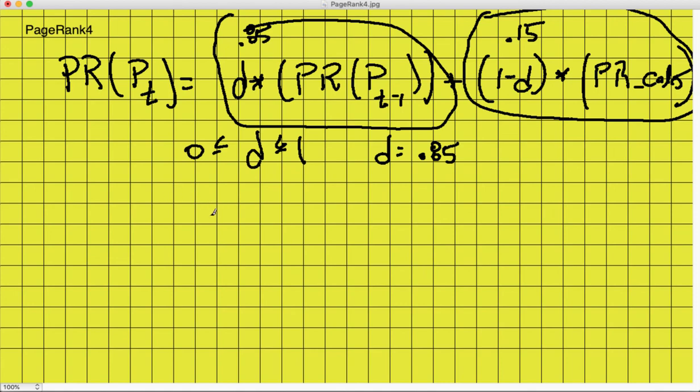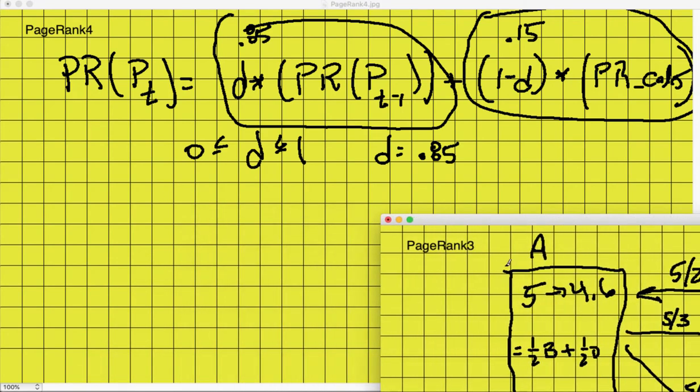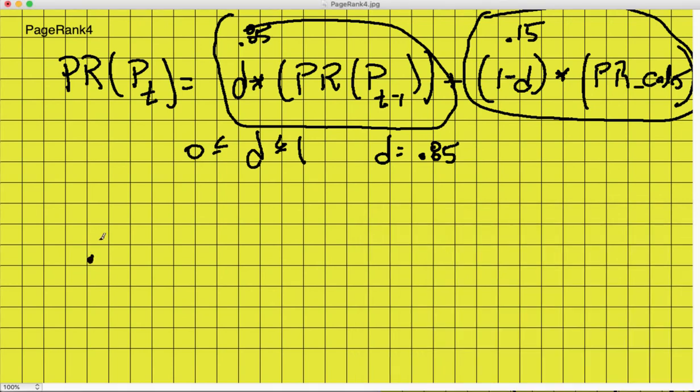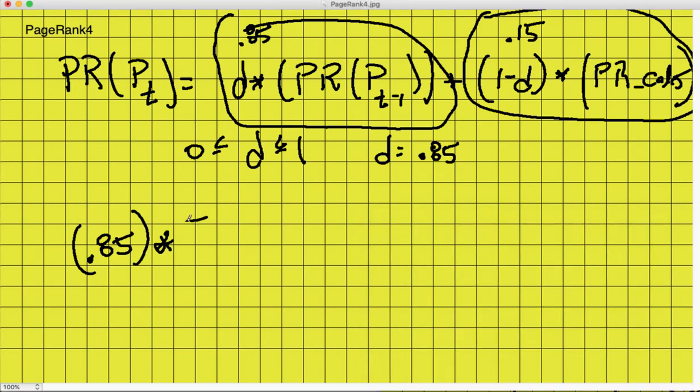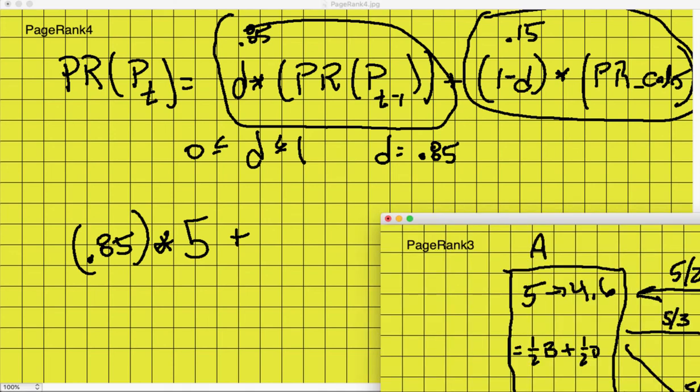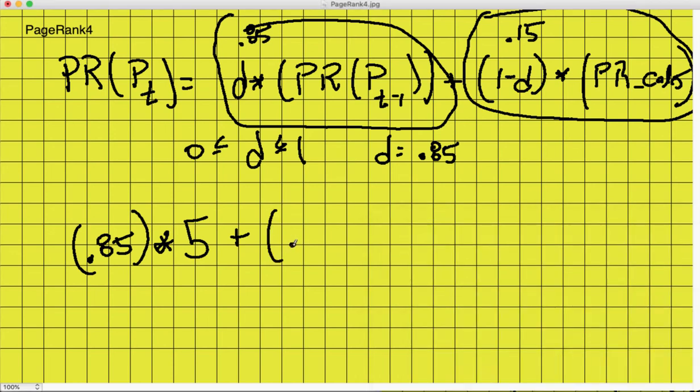So if we were to use that value, if we look at A, A's page rank, we would go 0.85 times, and I'm going to go back, A originally had a page rank of 5, and then it recalculated to be 4.6, and we can see what that would be.